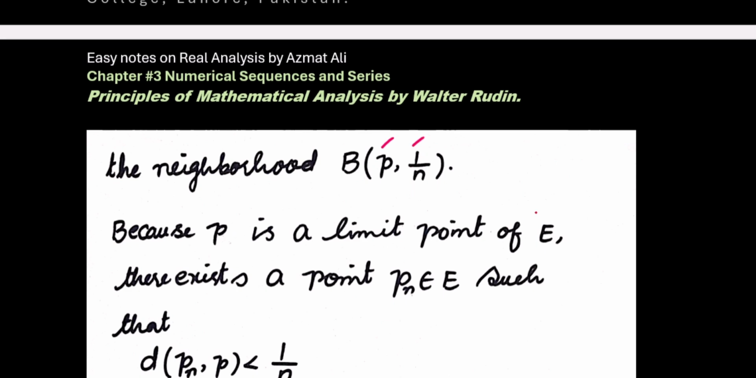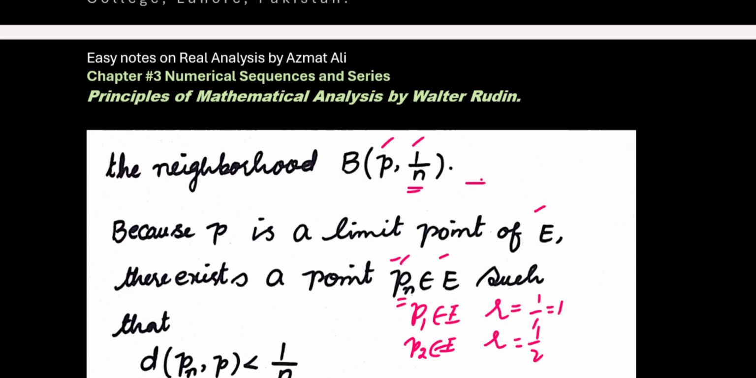Because P is the limit point of E, there exists a point Pn. For each n, there exists a radius 1 over n. For example, when you take n equal to 1, there is a point P1 belonging to E, and for this I have a radius 1 over 1, that is 1. Similarly, for P2 belonging to E, there is a radius 1 over 2, 0.5. Continuing this process, for every point Pn belonging to E, we can find some radius 1 over n. Whenever you increase n, your radius approaches 0 and you become closer and closer to point P.